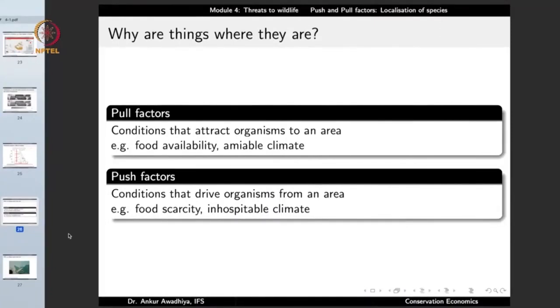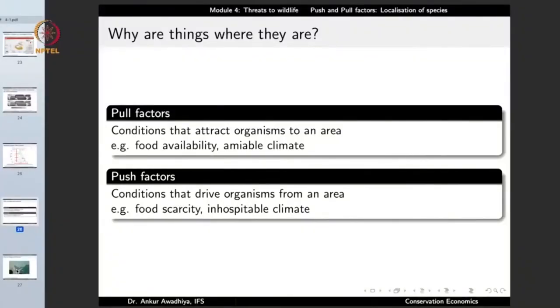Pull factors are conditions that attract organisms to an area, such as good amount of food availability and an amiable climate that suits the species. So if there is a region with abundant amount of food and with a good climate, then species will throng to that area. On the other hand, there are certain push factors that drive the organisms away from an area, such as the scarcity of food or an inhospitable climate. So if there is a scarcity of food, if there is a climate that does not suit the organism, probably the organism will not be found there.